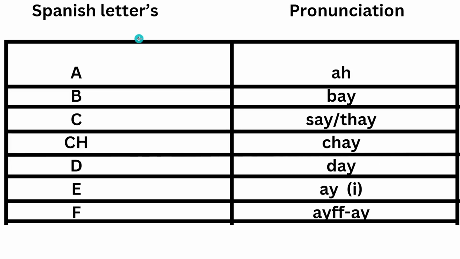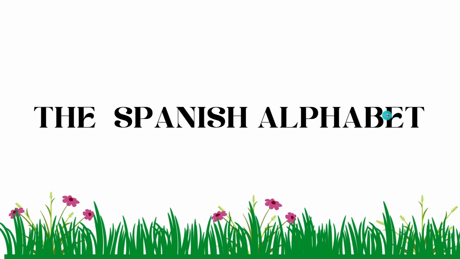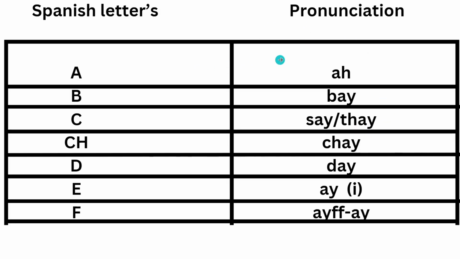What is the second difference? The second difference is the way it is spelled, that means pronunciation. So in English we say it as A, but in Spanish we say it as A. So you can see there are some differences. So in this video we will learn the letters, what the special letters are and how we can pronounce them.